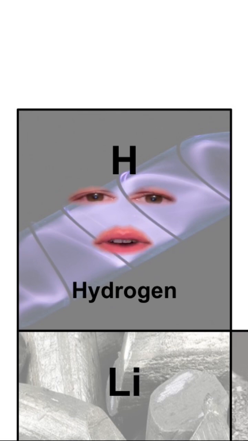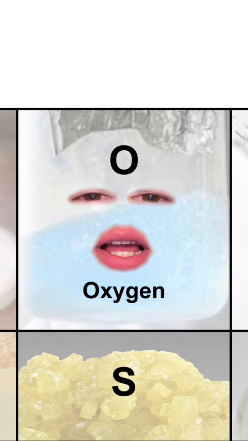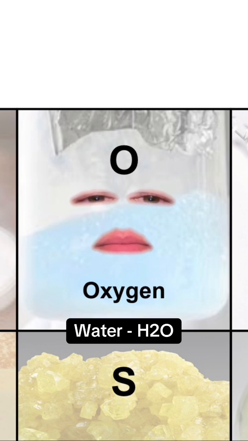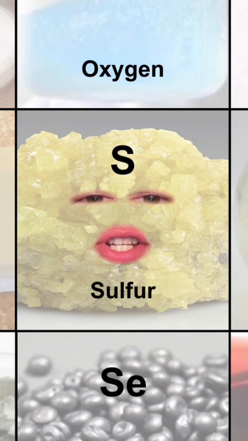Well, now let's move on to the chalcogen family. Okay, us chalcogens can form two bonds, but our naming system is not as straightforward as the halogens. In my case, it's called water. Well, that's kind of interesting, oxygen.